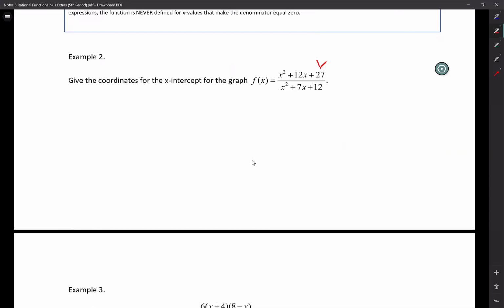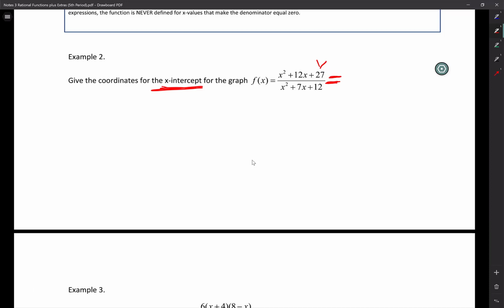Give the coordinates of the x-intercepts for the graph of this function. Okay, so they want x-intercepts. Hopefully this is a review, guys, because we did it in the summer, so I'm hoping that you will just breeze through this. So let's find out our x-intercepts. First, I'm going to pretend that period is not there, and I'm going to put an equal sign. So there's my equal sign covering that period there.